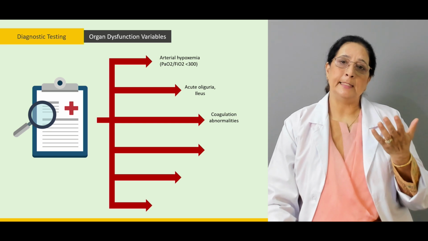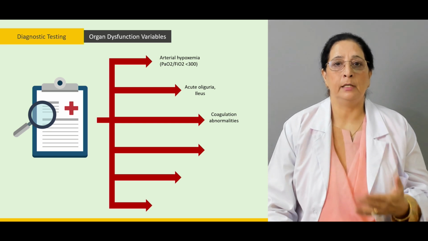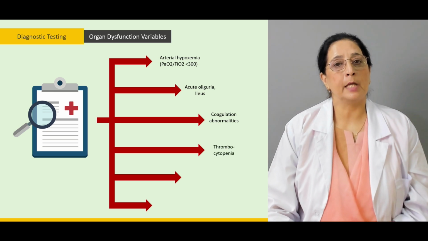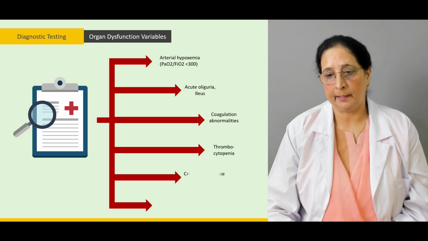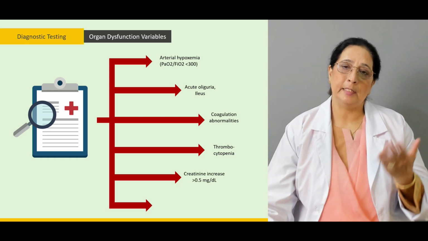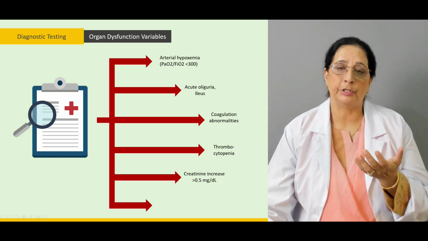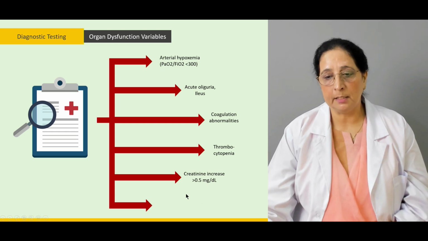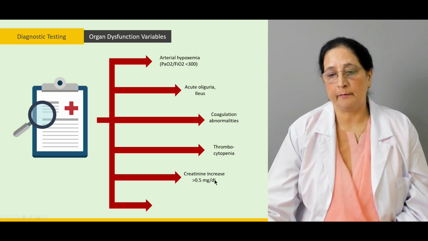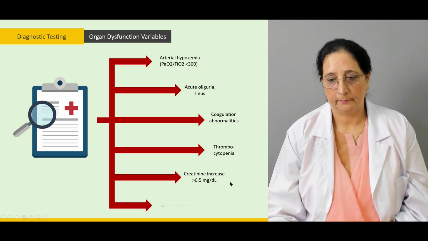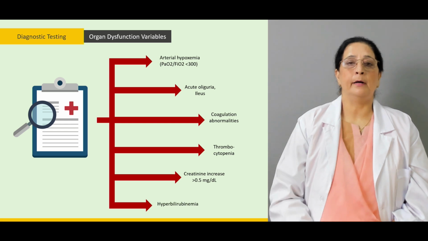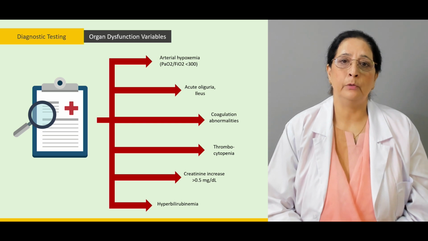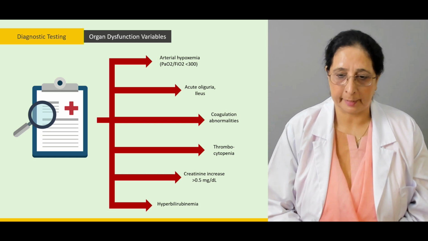Coagulation abnormalities can also occur, which is an organ dysfunction variable. Thrombocytopenia, decreased platelet level. Creatinine increases because of the poor functioning of the kidneys. Creatinine level is increased by more than 0.5 milligram per deciliter. And there is hyperbilirubinemia, so increased bilirubin level is also present.